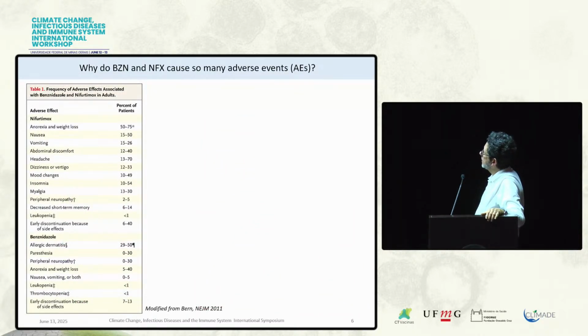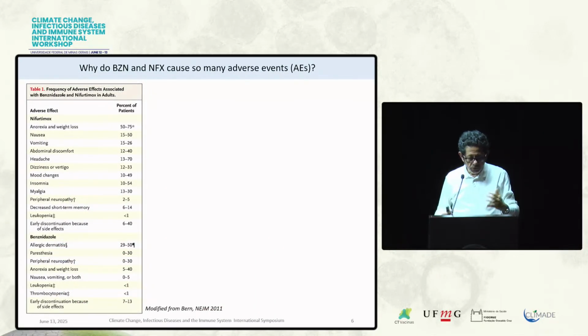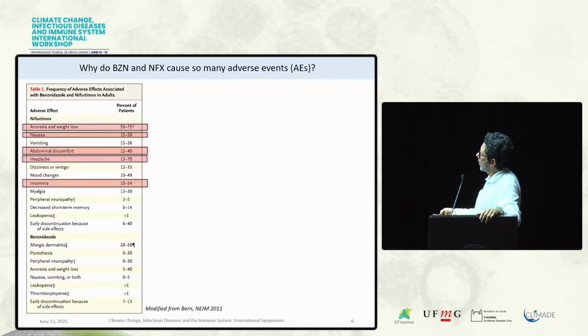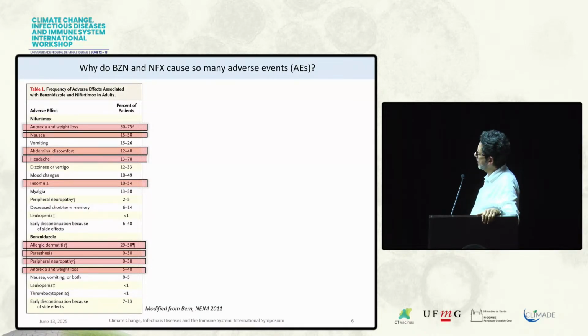So another problem is the adverse events. Can we do something about it? In this great review by Karen Byrne, she showed that the major adverse events with nifurtimox, for instance, are anorexia and weight loss in up to 75% of the patients, nausea in up to 50% of the patients, headache, abdominal discomfort, and insomnia. We find very similar adverse events in patients treated with benznidazole, like allergic dermatitis, paresthesia, and peripheral neuropathy, anorexia as well.